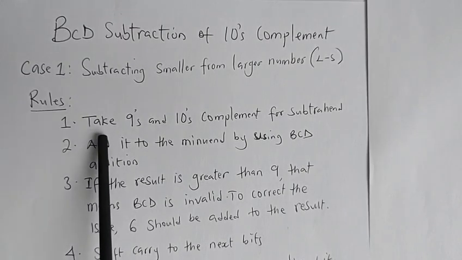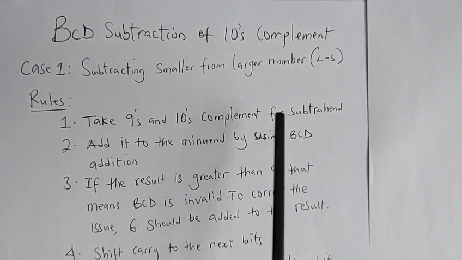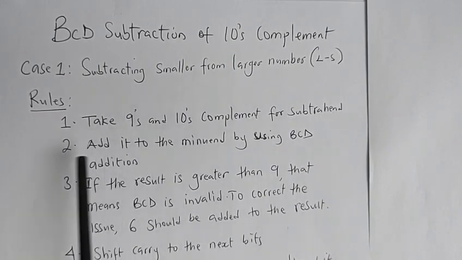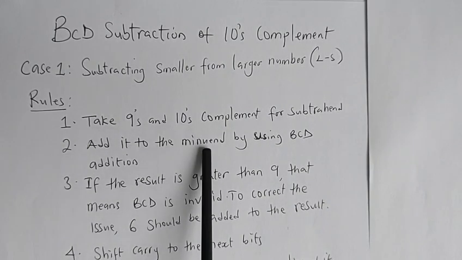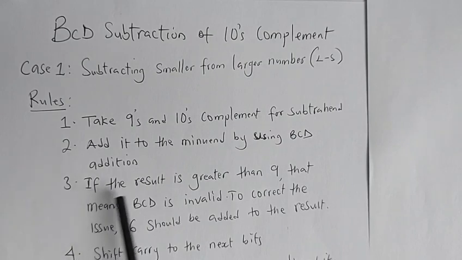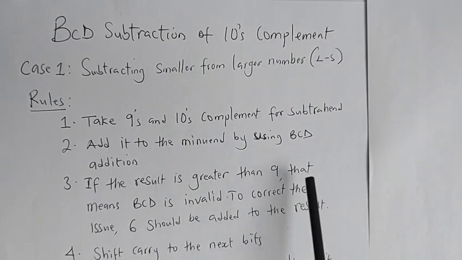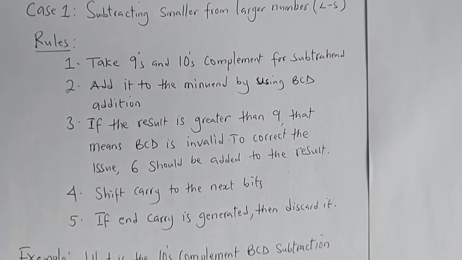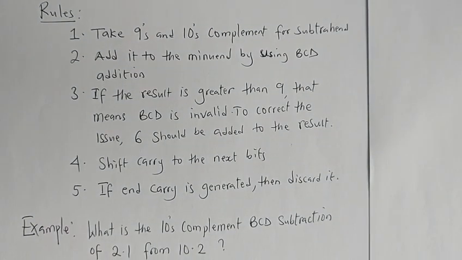Rule number 1 says take 9's and 10's complement for the subtrahend. Rule 2 says add it to the minuend by using the BCD addition. Rule 3 says if the result is greater than 9, that means BCD is invalid. Now to correct this issue, we need to add 6 to the result. So this is basically similar to the rules that we have seen in the previous examples.